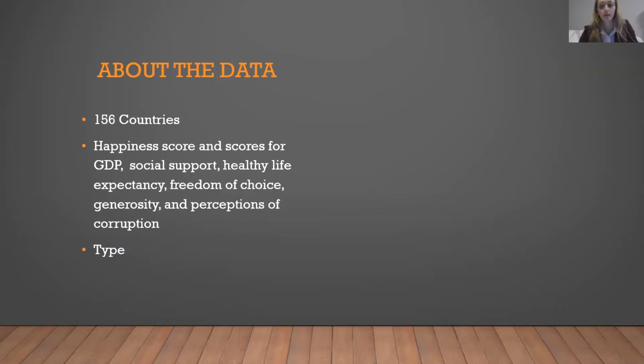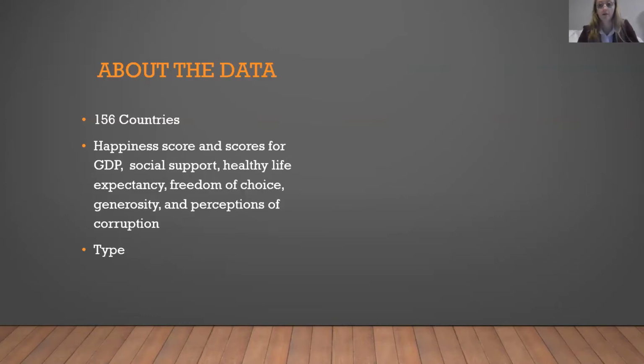The data also contains a score for their overall happiness, and then there are several variables that help predict that, and that is the GDP, social support, healthy life expectancy, freedom of choice, generosity, and perceptions of corruption, and finally, the country type. There are two types. There is the collectivistic and individualistic.